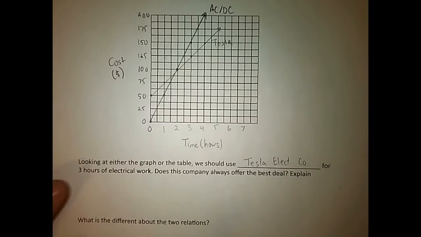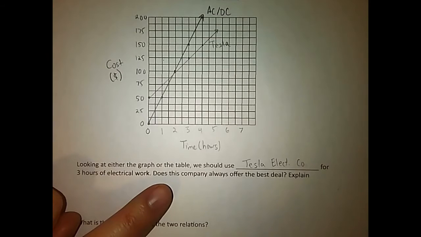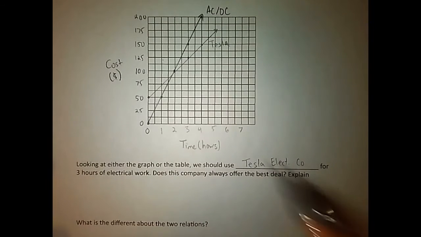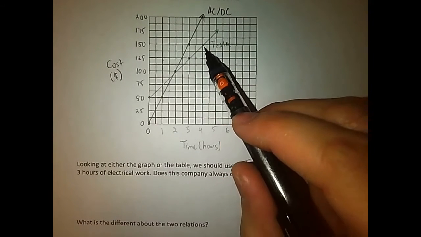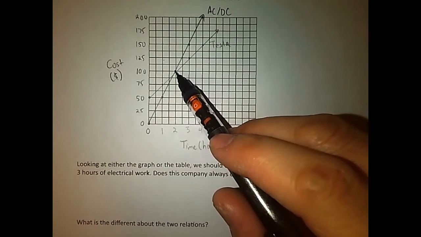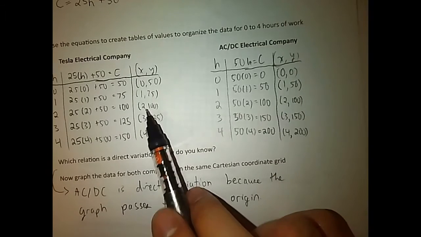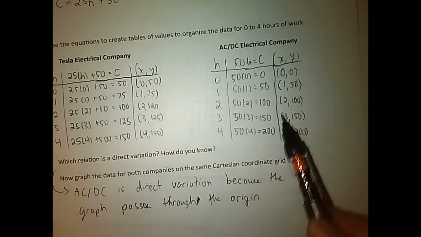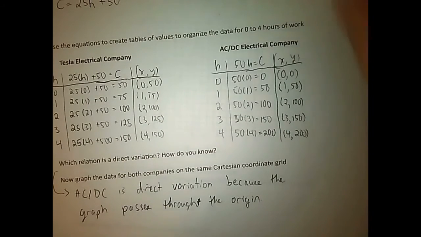For 3 hours electrical work, do they always have the best offer? Yes or no? Well, not really. It seems like beyond 3 hours, it seems to be lower than AC/DC. At 2 hours, they actually cross. So I think this is, well, not I think, I know, this is when they cost the same amount. So no matter what, at 2 hours, it always costs $100 for Tesla, and it costs $100 for AC/DC. So that's when they cost the same.